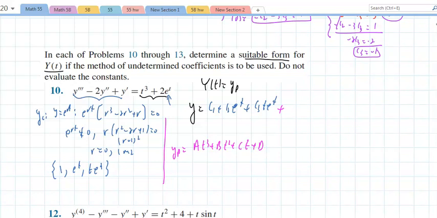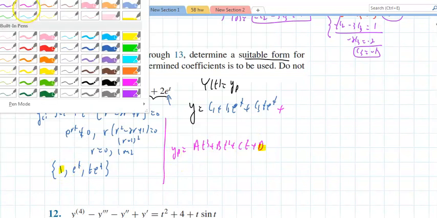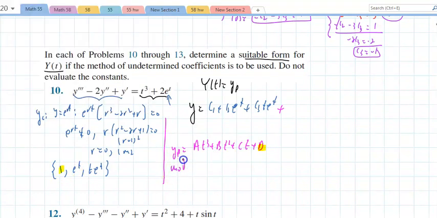But do we notice that this right here is right there? So I need to modify. And if I modify, how do you modify? You multiply by t. And that does it. A t to the fourth plus b t cubed plus c t squared plus d t. That takes care of that piece.